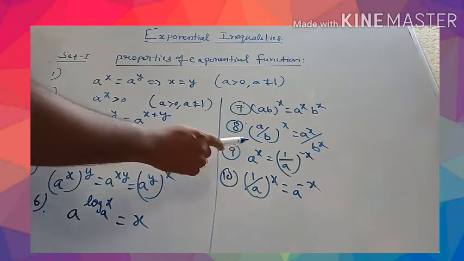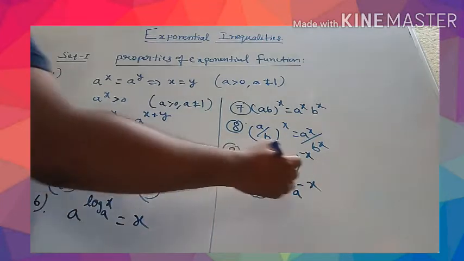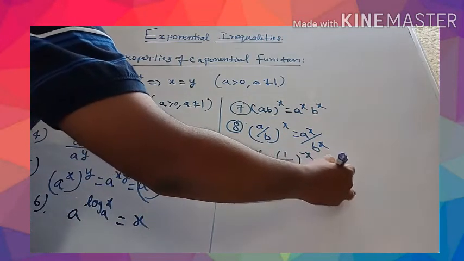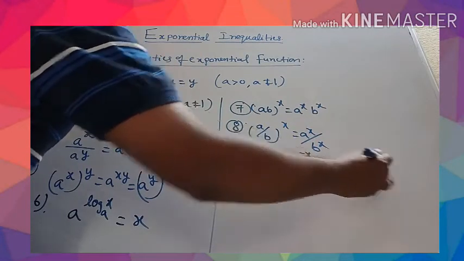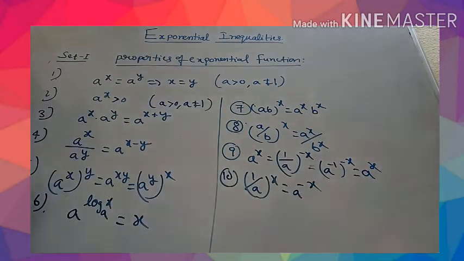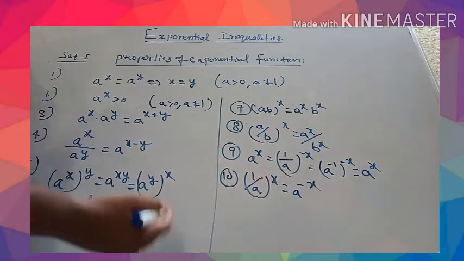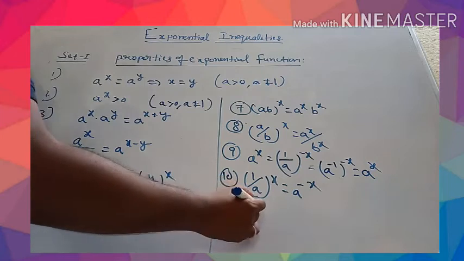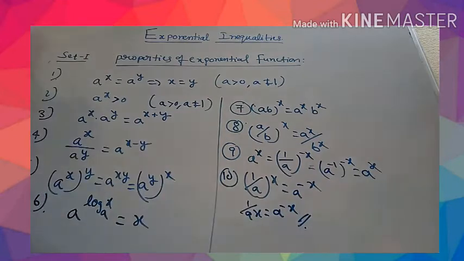Now a power x is equal to 1 by a whole power minus x, we can write this, right? Because 1 by a means a power minus 1, whole power minus x. This is now a power x, because minus 1 into minus x becomes x. And the 10th one, 1 by a whole power x is a power minus x, because you know that 1 power x is 1, and 1 by a power x you can write, and this becomes a power minus x. These are some important exponential formulas, very important to do all these problems, right?